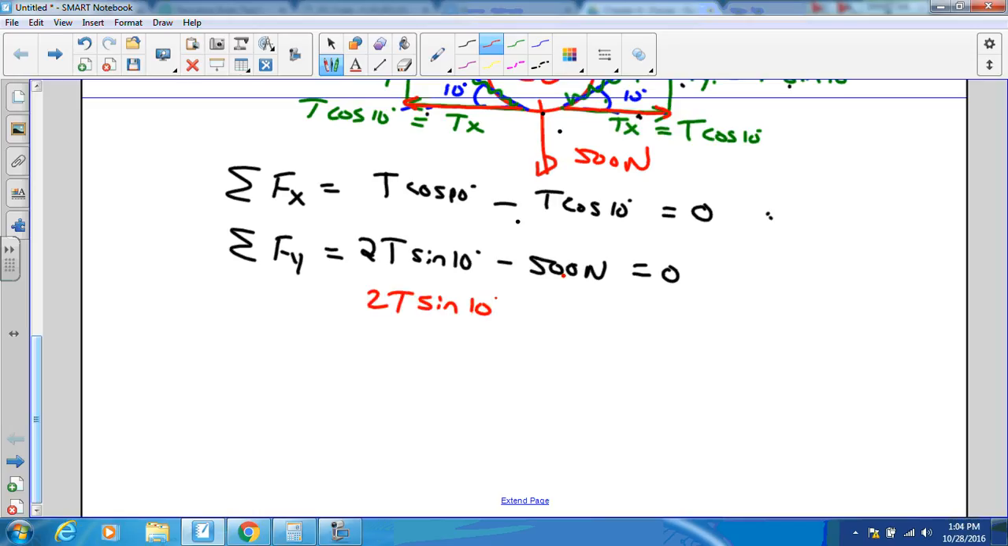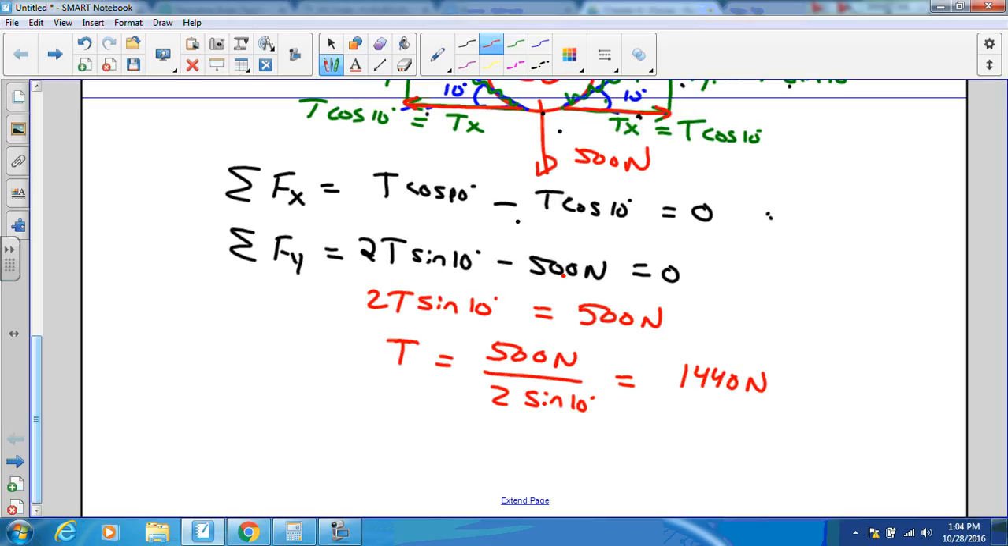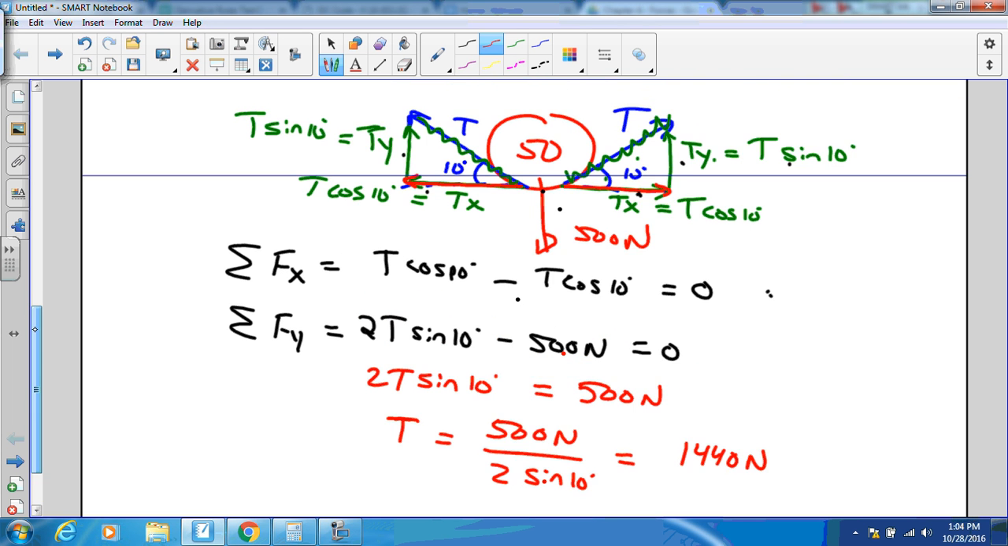You can add 500 newtons to both sides. You can divide both sides by 2 and by the sine of 10 degrees. And the sine of 10 degrees is just a number, but I wanted to represent my tension like this for just a minute before I punch the values in. When we do punch the values in, sine of 10 degrees turns out to be a pretty small number, so that 500 divided by 2 sine 10, if you try it in the calculator, should give you 1,440 newtons. That's a pretty large tension. That's the equivalent of the weight of about a 300-pound man.